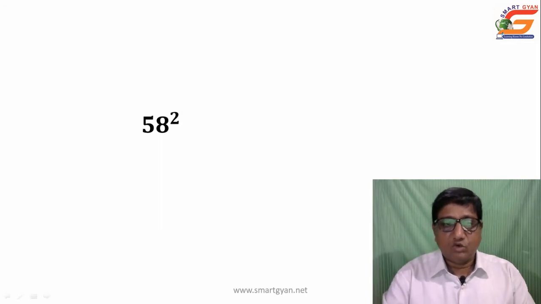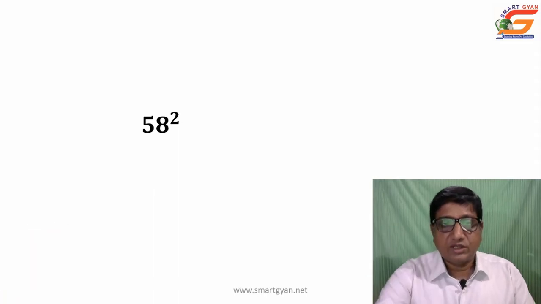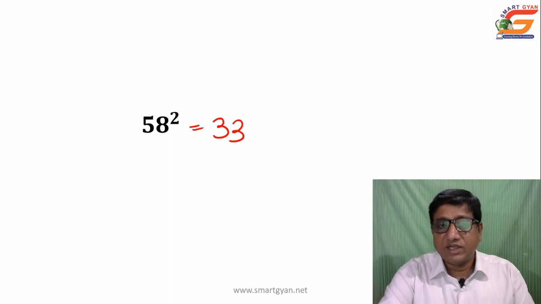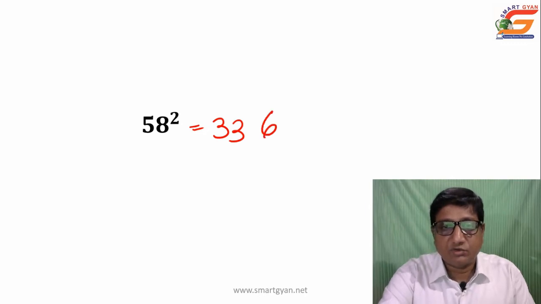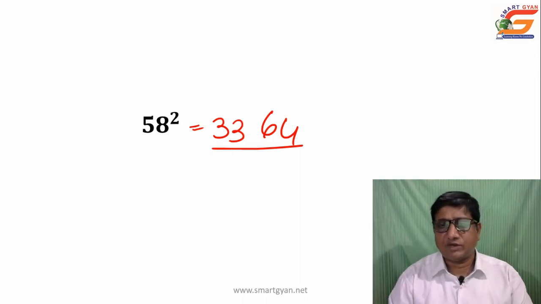Same, I hope you must have understood the trick how to use it. 58 square, 58 minus 25, that is 33, is your left part. Then 58 minus 50, that is 8, square 64 is your right part. Over. This is a straight question, there is no carry forward. That's why we can find it straight.